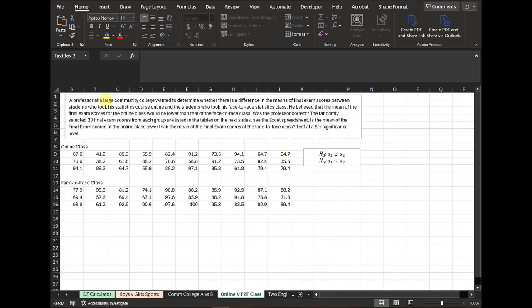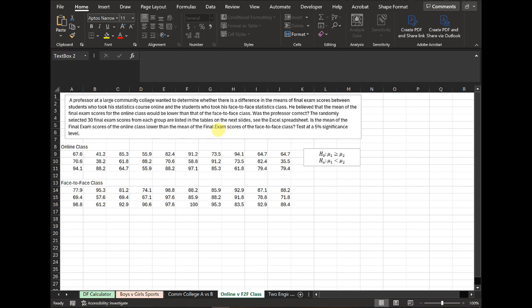So a professor at a large community college wanted to determine whether there is a difference in the means of the final exam scores between students who took his statistics course online versus those who took the face-to-face class. He believed that the mean of the final exam scores for the online class would be lower than that of the face-to-face class. So was the professor correct?